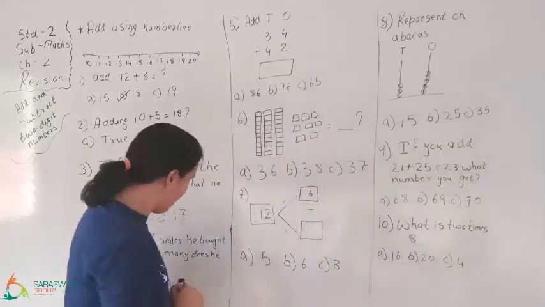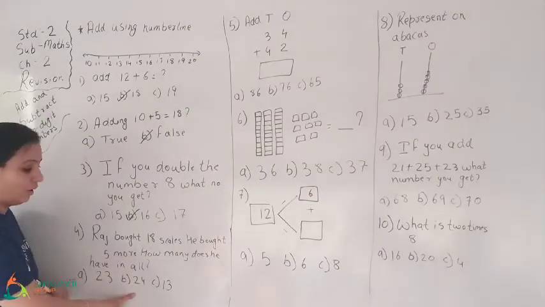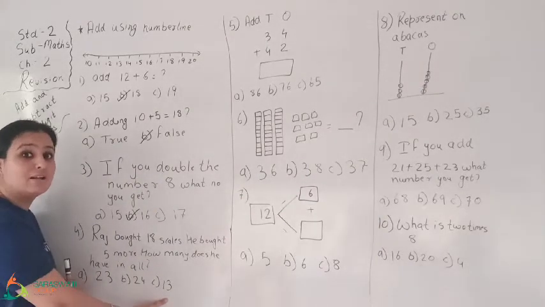So let us check the options. A is 23, B is 24 and C is 13. So what is the answer we got?